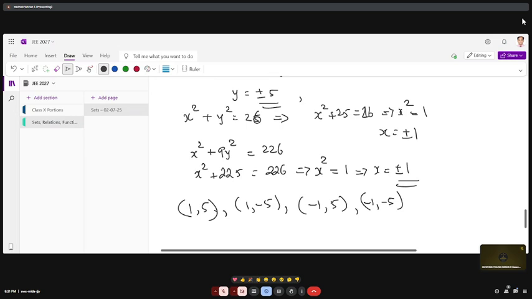A intersection B means both these conditions should be satisfied, and that happens for 4 points. If the second condition is not there, and you take only the first one, there are infinite points. But if both these conditions need to be satisfied, then there will be only 4 solutions. So the answer is 4.